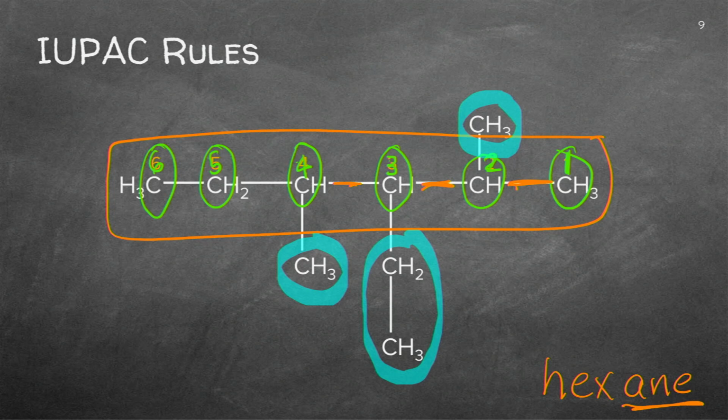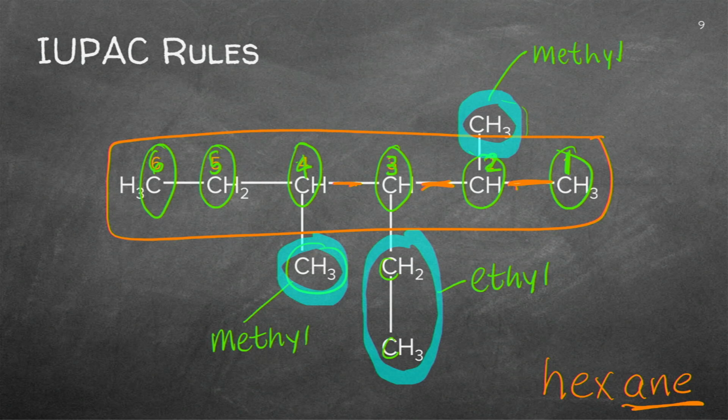If you can remember, that's a methane losing a H, so it's a methyl. This is also a methyl. And this, can you see it's 2 carbons? It's an ethyl. Now let's just do the numbering.